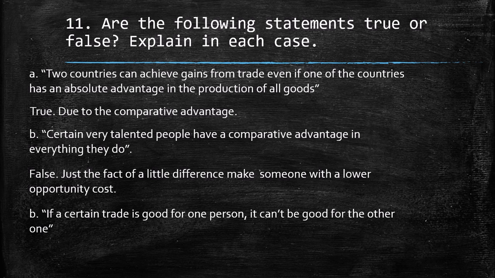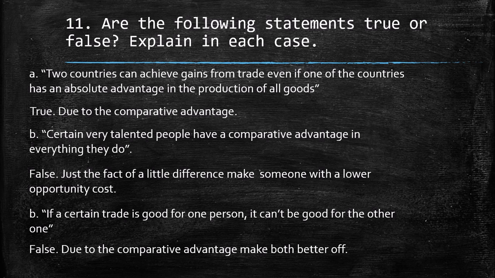The last point is C. If a certain trade is good for one person, it can't be good for the other one. This was false. What we saw throughout the chapter is that when we offer a trade, we arrive at a point which was unreachable before in the production possibility frontier. So this is false, because due to comparative advantage, each party can specialize in what they do best. In this sense, everyone is going to be better off.